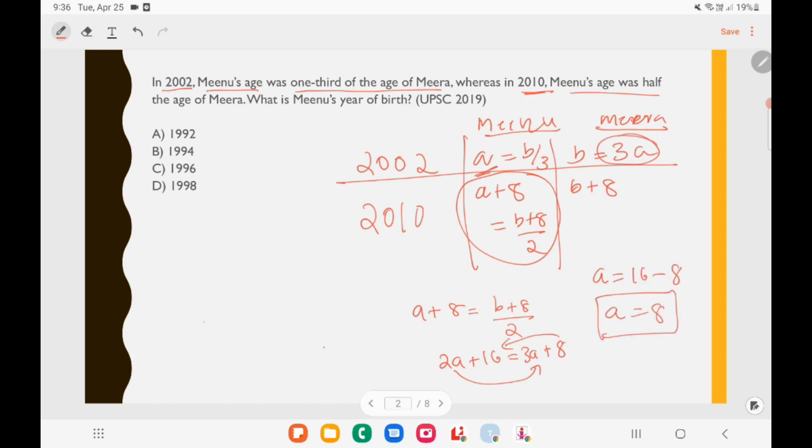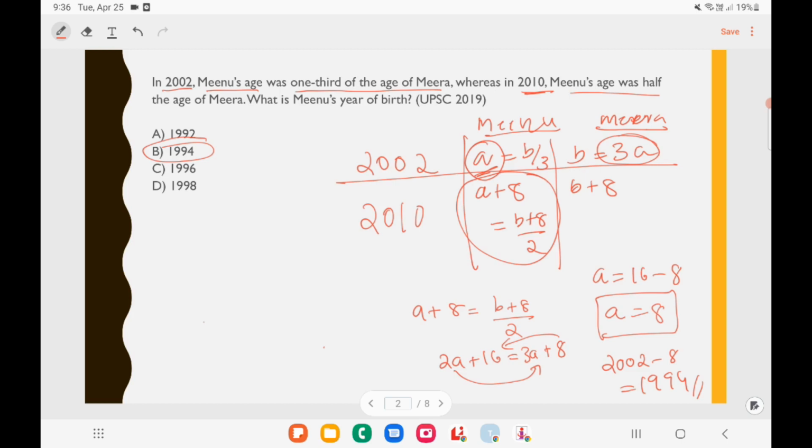A is Meenu's age in 2002. So in 2002, Meenu's age was 8. So when was Meenu born? It will be 2002 minus 8, so she was born in 1994. So the answer is B. Now there is actually a much simpler way to find the answer to these kinds of questions using the options. Just take different options and substitute, and let's see how we can do that.